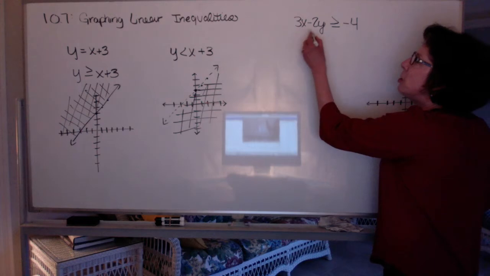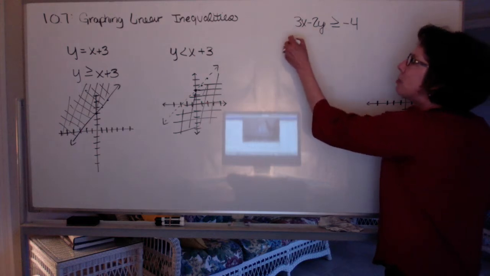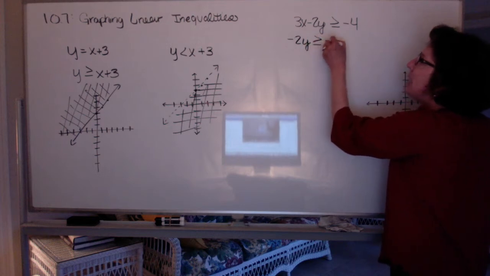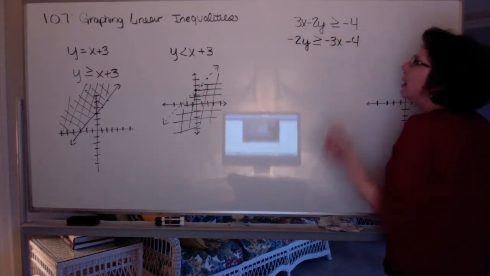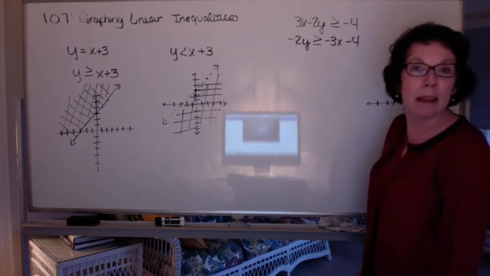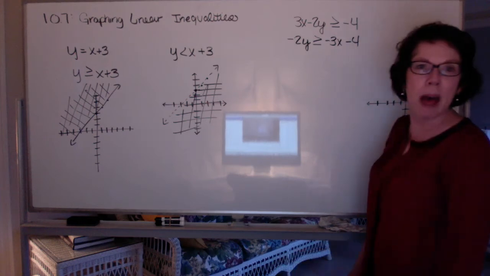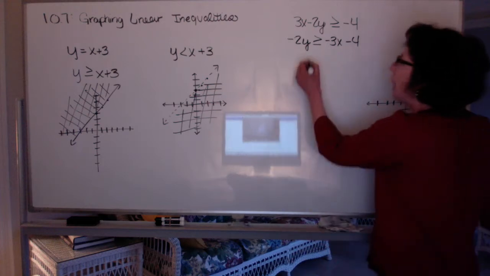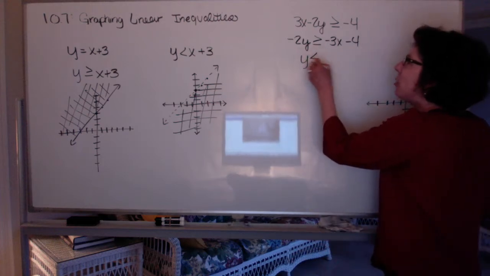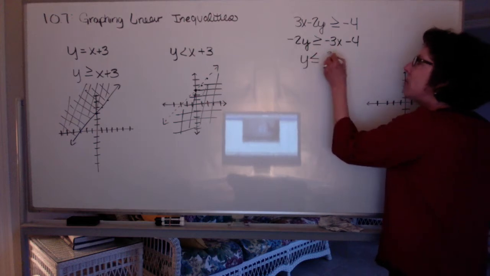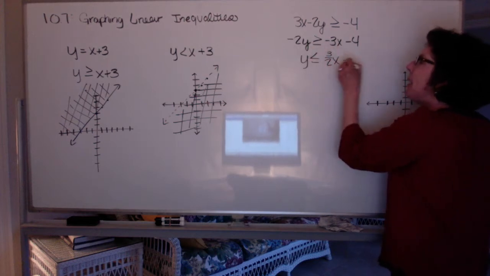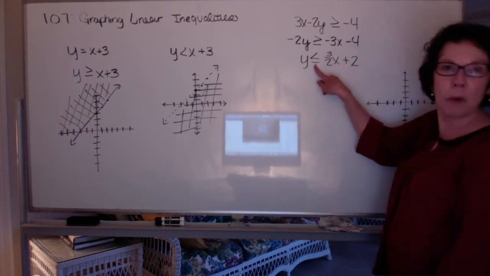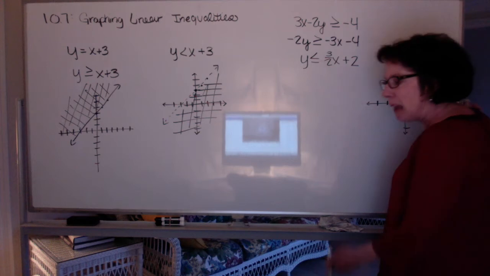So I'm first going to isolate y by subtracting 3x from both sides. And I've got negative 2y is greater than or equal to negative 3x minus 4. Now I'm going to divide every term by negative 2. What happens when I divide by a negative? I reverse the inequality. So I'm going to say y is less than or equal to, well, negative 3 divided by negative 2 is 3/2 x, and that becomes a plus 2.